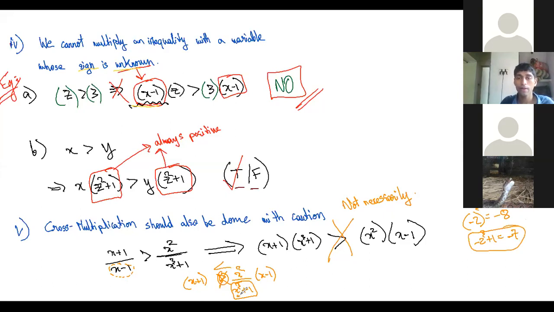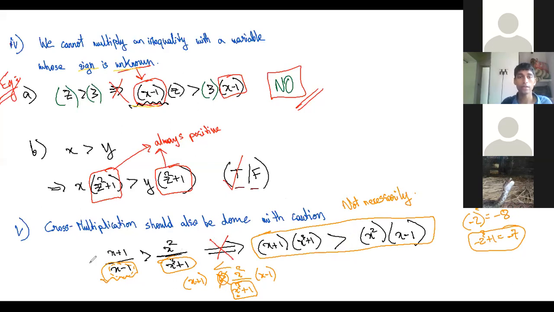Now, if you multiply this quantity on both sides, the sign will change based on this quantity and this quantity. Because we do not fully know the sign of this quantity and this quantity, you cannot directly cross multiply and say that this inequality implies this inequality. Did you guys understand the point? We cannot directly say that this inequality will imply this inequality.